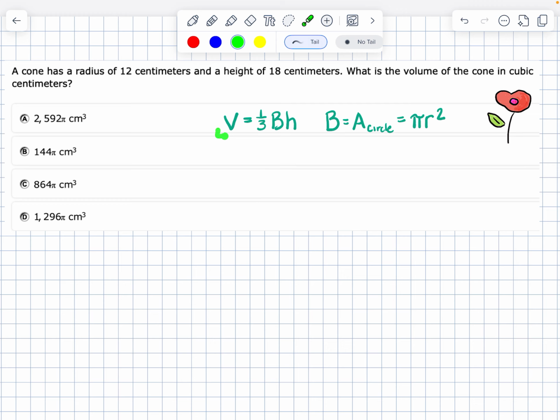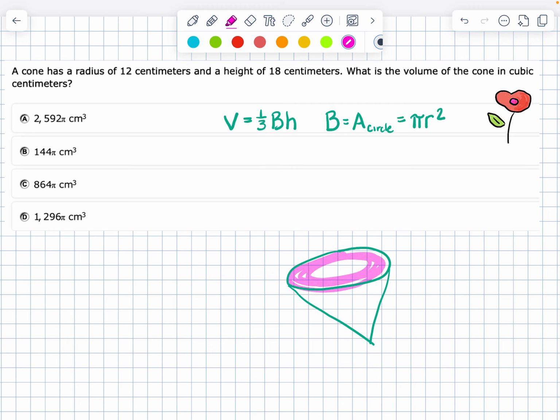So I've written down the equation for the volume of a cone, and that is 1/3 the area of the base times the height. Well, let's look at what the base is. So I'm going to draw this cone here. Okay, and the base, even though it's on the top, the base is still a circle. Okay, it's this area right here. So the area of a circle is right here, pi r squared.